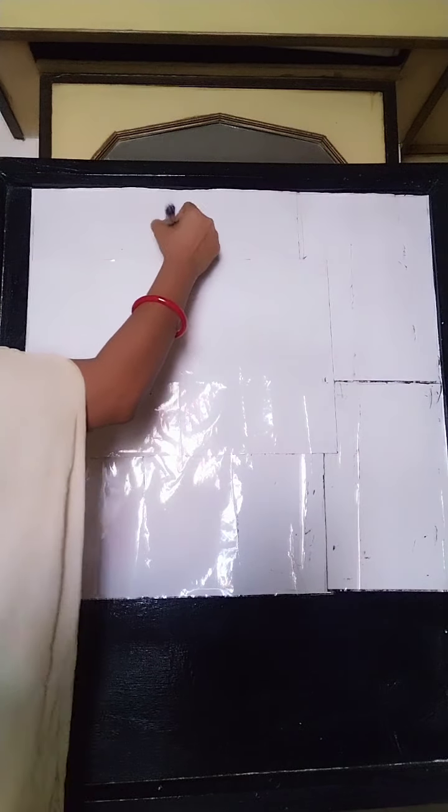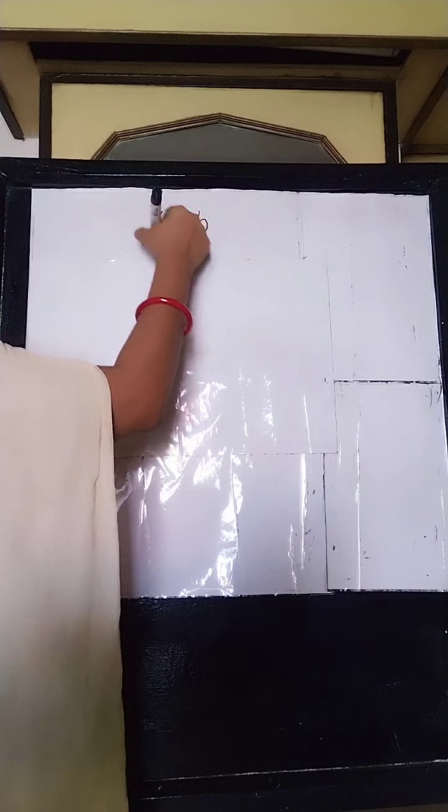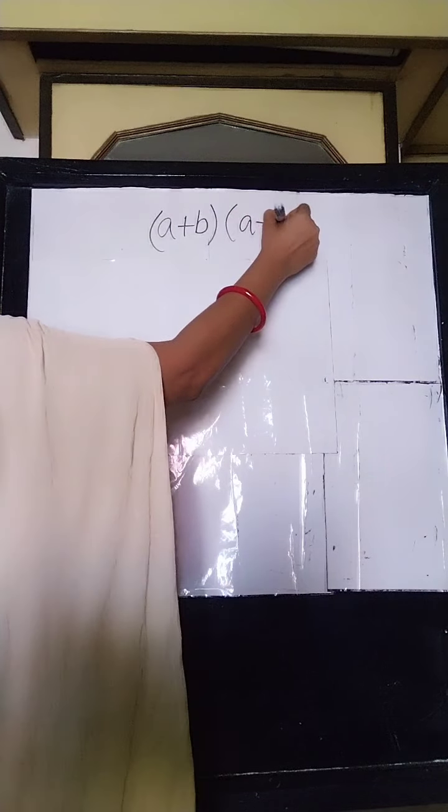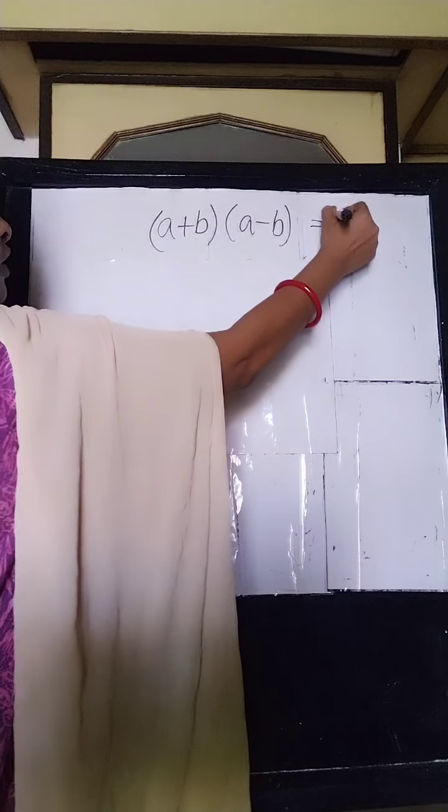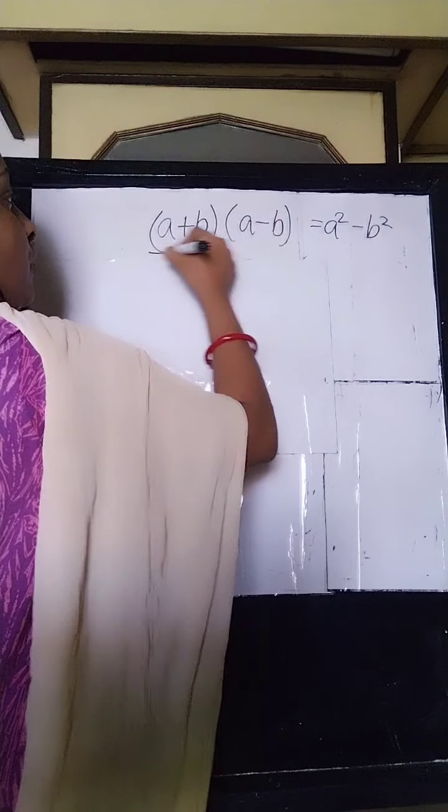Today also I will solve two important sums from exercise 14 so that you can do the sums in your homework and you can understand the application of (a plus b) into (a minus b) is equal to a square minus b square. So we are now concentrating on this formula only, as we are solving the sums of (a plus b) into (a minus b) is equal to a square minus b square. Upon this formula we will solve the sums.